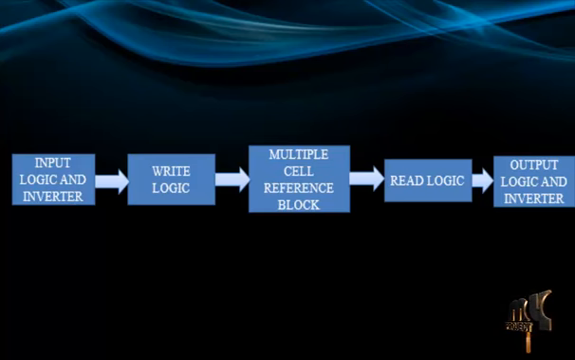The write logic is used to write the operation to the overall blocks. After that the written data will be sent to the multiple cell reference block. That multiple cell reference block is the 18 cross 16 multiple cell reference. After that the data is fed into the read logic. The read logic is used to read the data in those blocks. After that the data is fed into the output logic and inverter block. In that block the inverter is used to get the output value from the logical format.